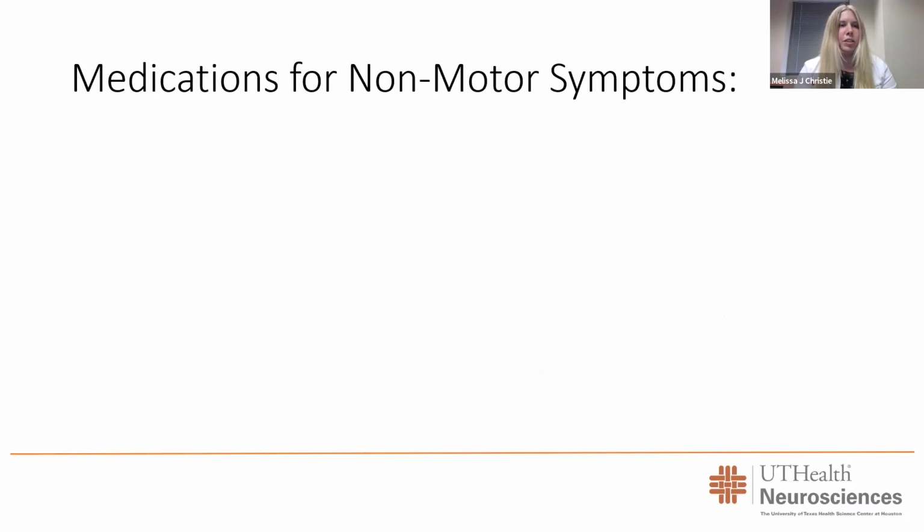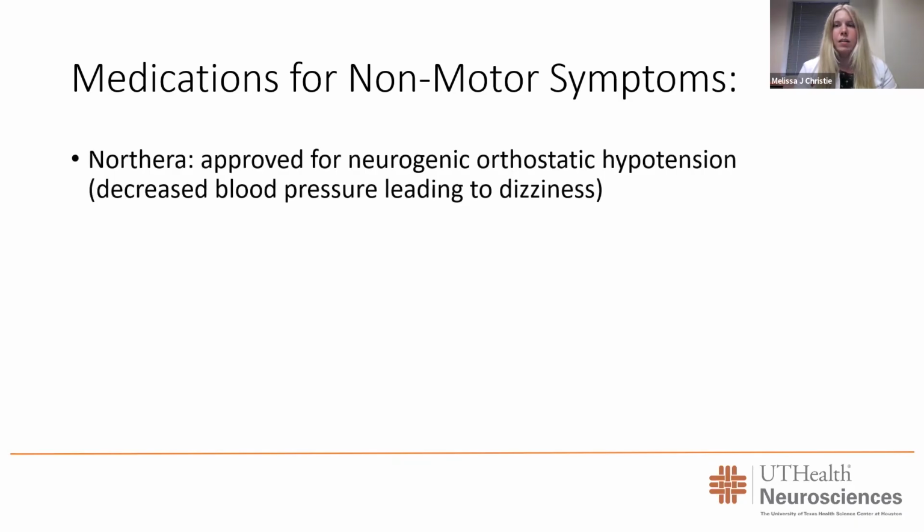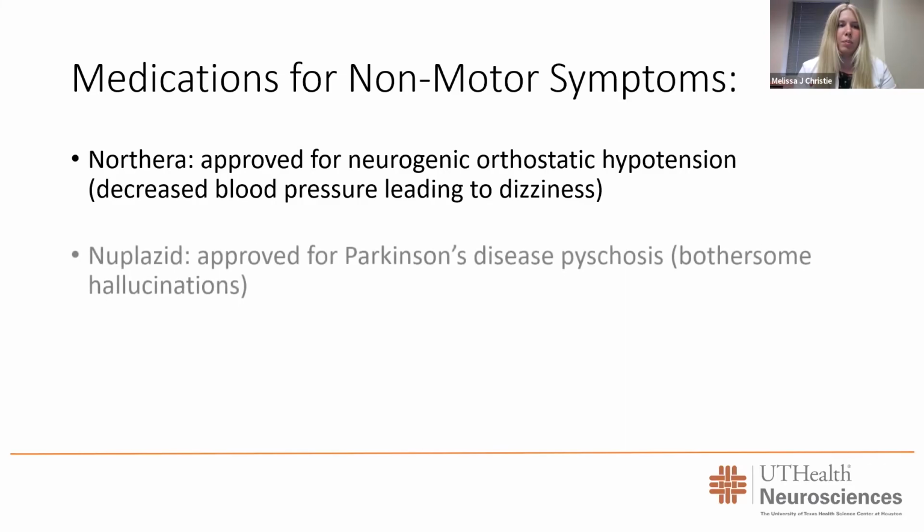There's also, like I mentioned early on in the talk, a lot of non-motor symptoms in Parkinson's. And so, what are some of the things we can do for those? Later stages of Parkinson's can lead to issues with orthostatic hypotension, which is decreased blood pressure. Usually you feel kind of dizzy, lightheaded upon standing. And so there is a drug called Northera that was specifically developed for that. We do also use older off-label things like midodrine that help to raise blood pressure, but this one is developed specifically for neurogenic causes like Parkinson's, so neurological related causes of orthostatic hypotension.